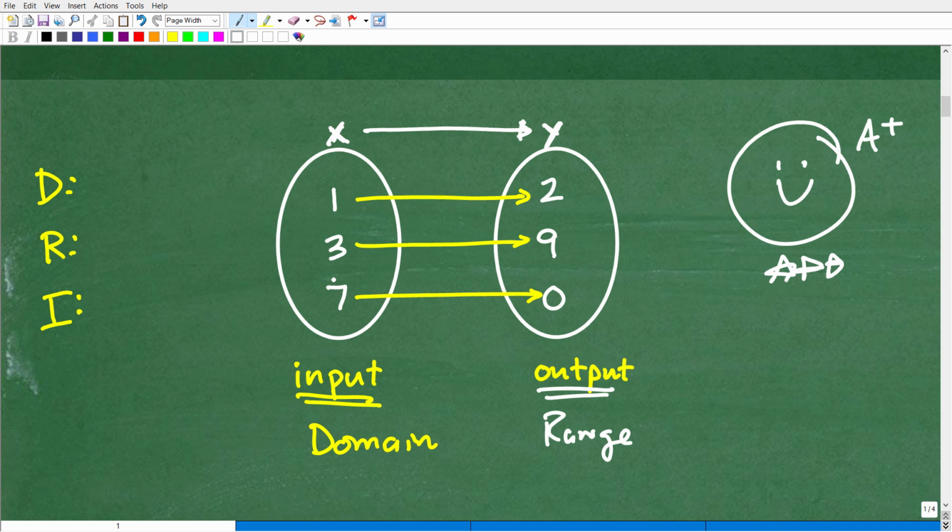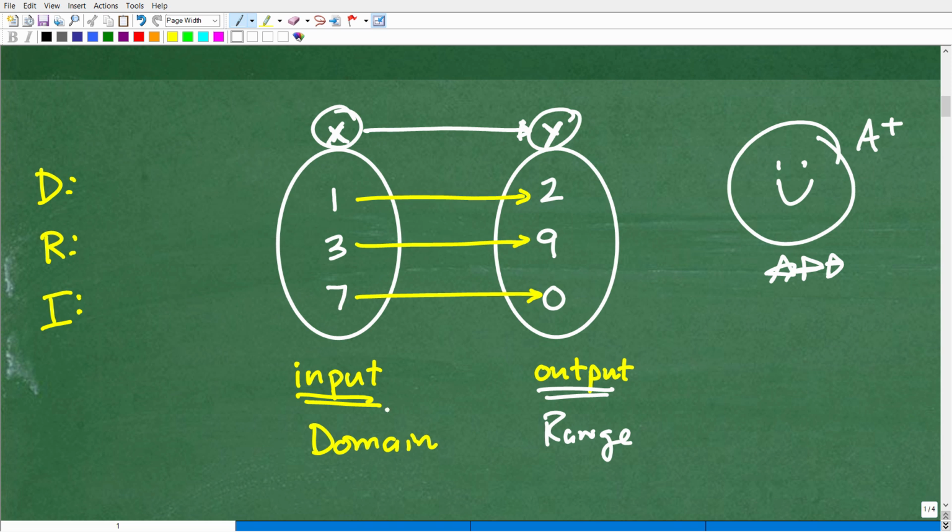Now, once we know we actually have a function, the set of input values are our x values. We also call this our independent variable, and then y would be the dependent variable. But let's just keep it simple.